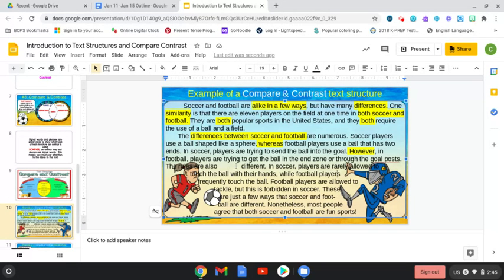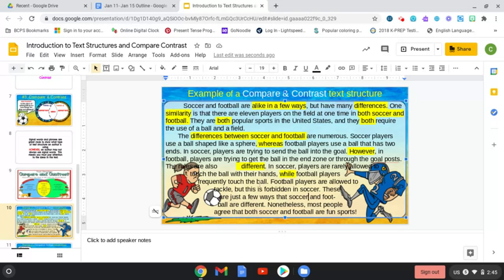The rules are also different, okay? Another signal for me. In soccer, players are rarely allowed to touch the ball with their hands, while football players frequently touch the ball. So that's another way that they're explaining to me. They're saying, well, in soccer, it's no hands, but in football, you use your hands. Football players are allowed to tackle, but this is forbidden in soccer.